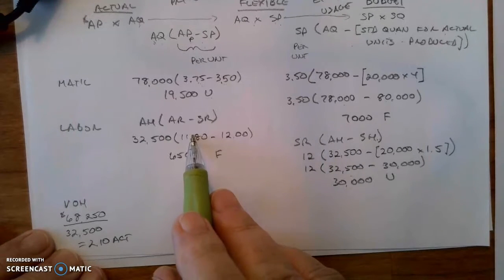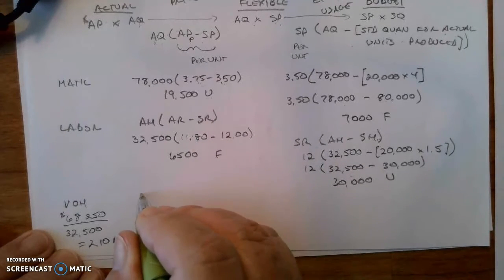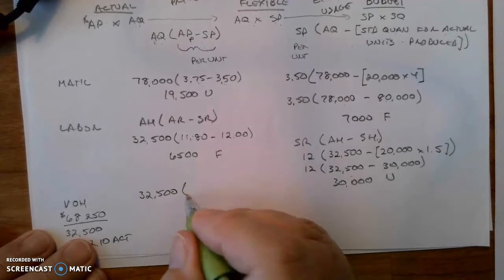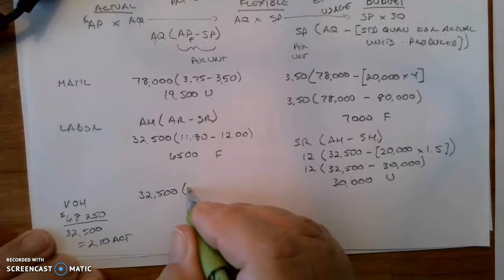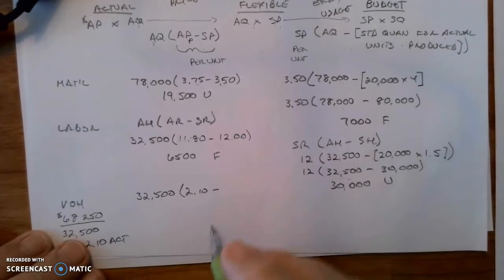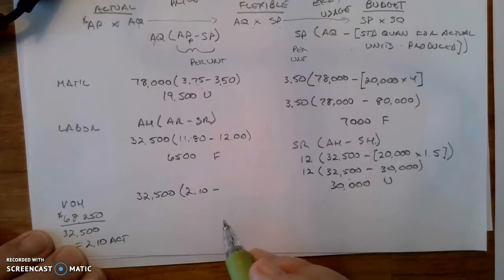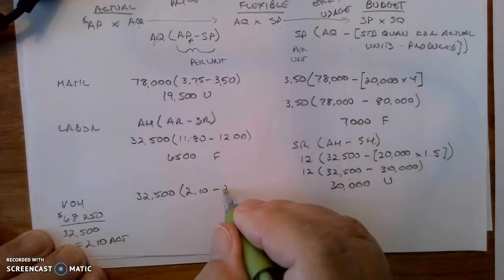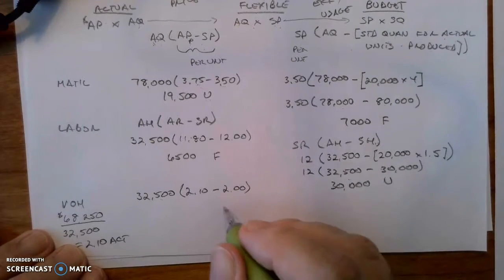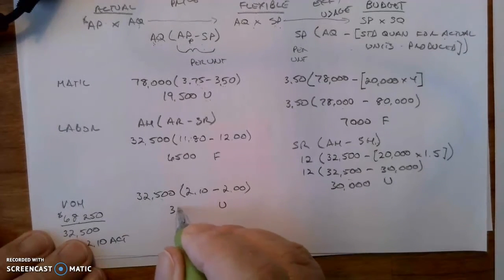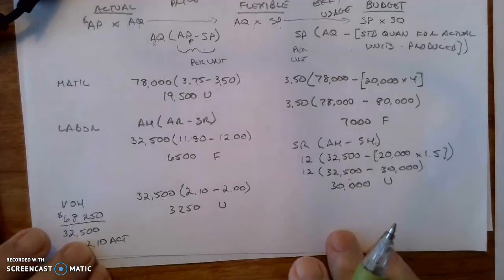Okay, so again, we'll use actual hours. Our actual hours again are 32.5, times our actual rate, which is 2.10. We just calculated it here. Minus the standard rate, and the standard rate up at the top says $2 per direct labor hour, so it'd be $2. So we know it's going to be unfavorable. 32.5 times 10 cents would be 32.50.